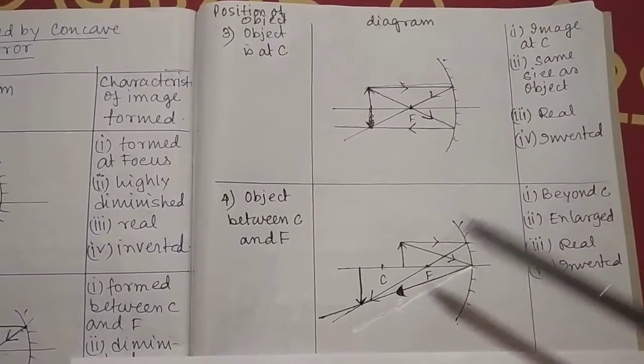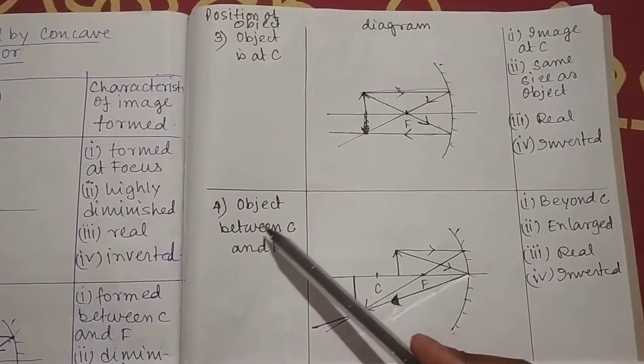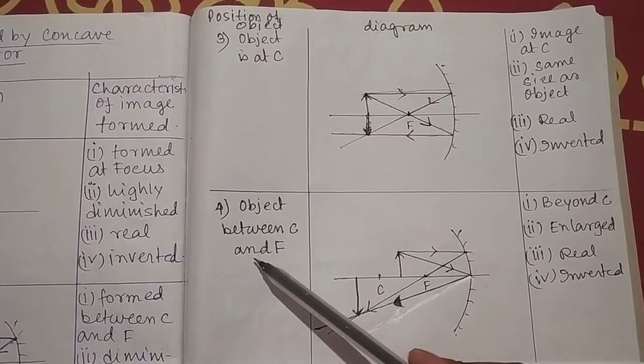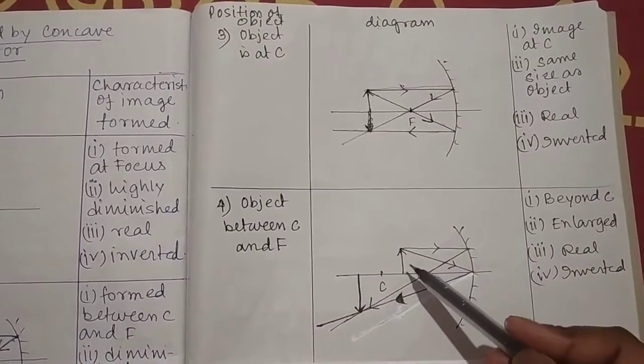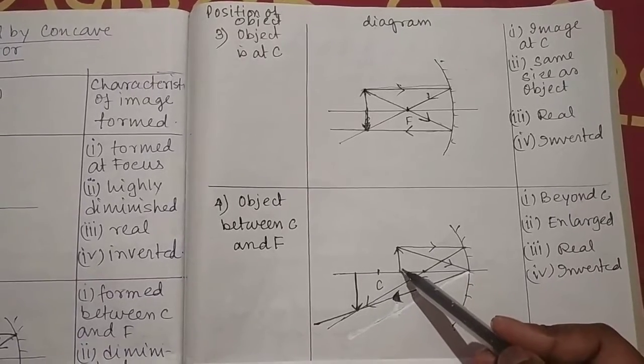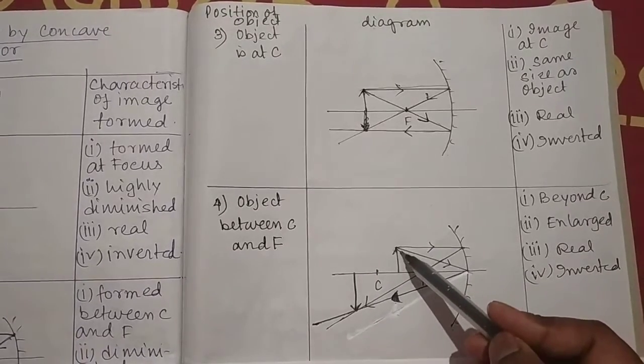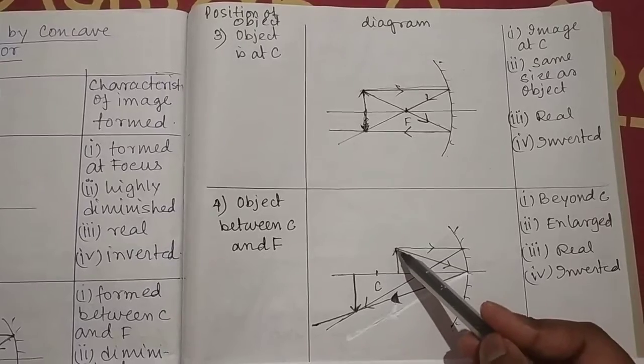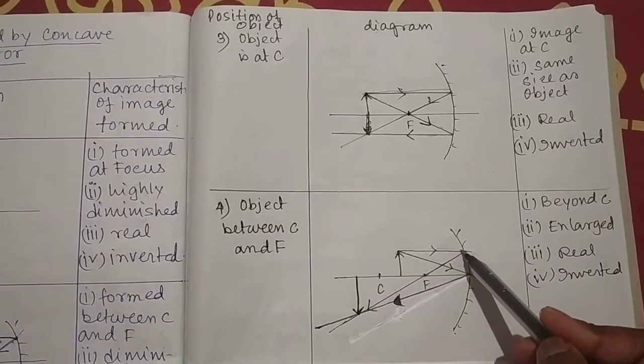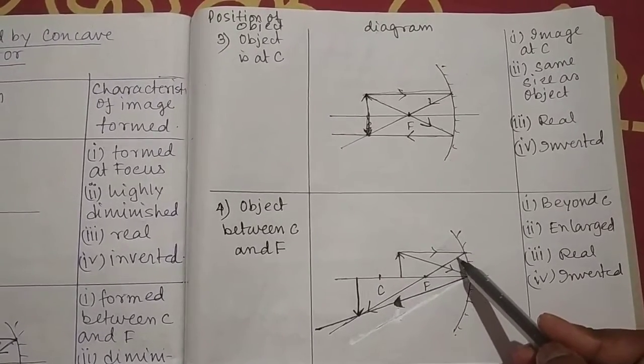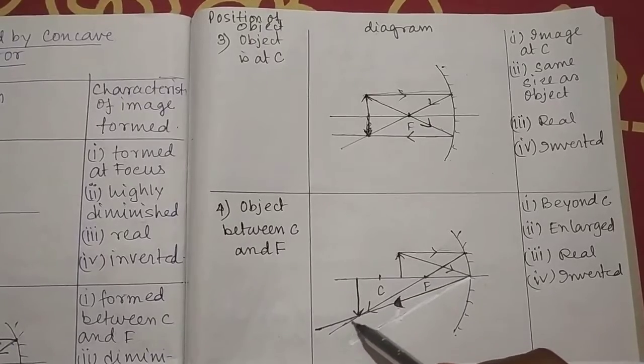In our next case, we will see when the object is placed between F and C. Now what happens when the object is placed between F and C? Here I have drawn the object. Now again we will need two rays. One ray will pass parallel to the principal axis. After reflection this ray will pass through the focus.